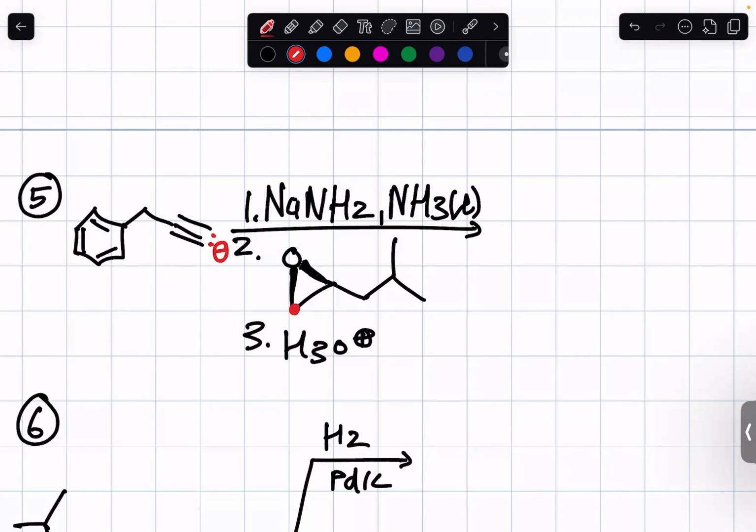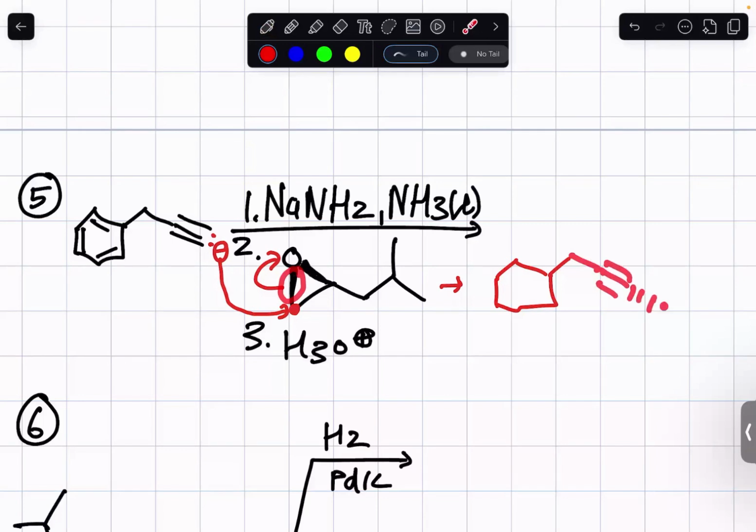Attack the less substituted carbon to open up the epoxide like that. And this would do a backside attack, right? So usually we would invert this wedge into a dash, but we cannot make a dash here. The reason why is because of this sp hybridized carbon. Everything is flat and planar for that carbon.